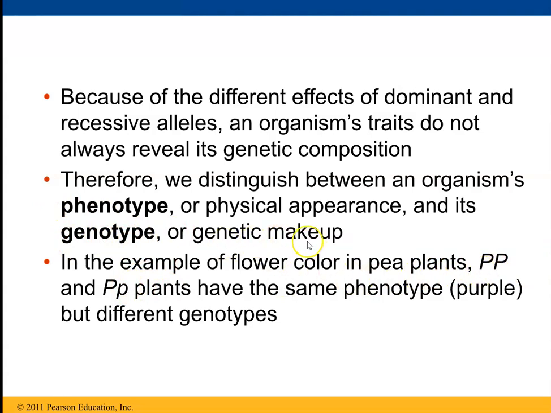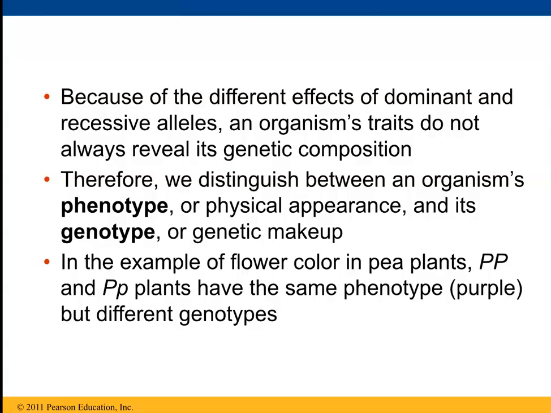So what is the genetic makeup? For example, a purple flower could be homozygous dominant, so the genotype is homozygous dominant. Or it could be heterozygous, so the genotype would be heterozygous. But in both cases, the phenotype would be purple. Two different genotypes, same phenotype. The presence of the capital P tells you that it has to be purple.